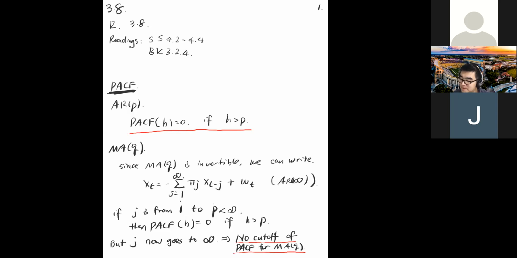Okay. And to show this, it's very easy. We just write the MA(q) into its AR infinity representation and use the argument of the AR(p) model to find the cutoff of the MA(q) model. But unfortunately, we see that we cannot find a cutoff point. Okay.